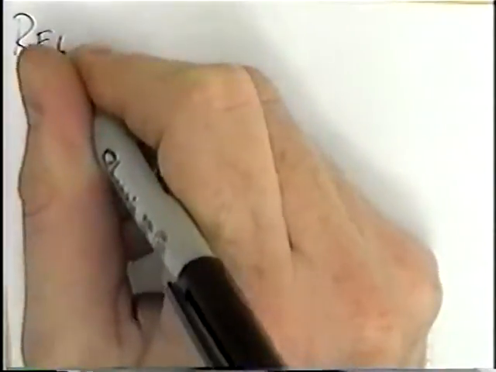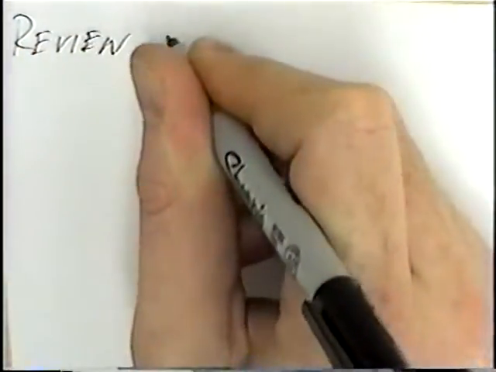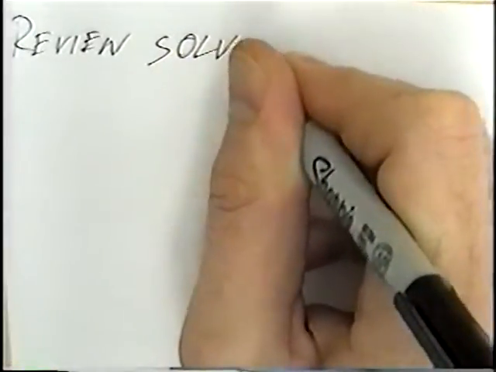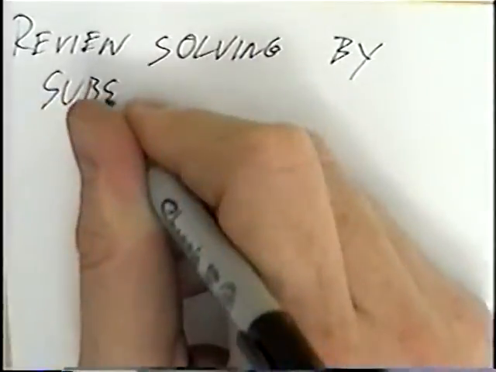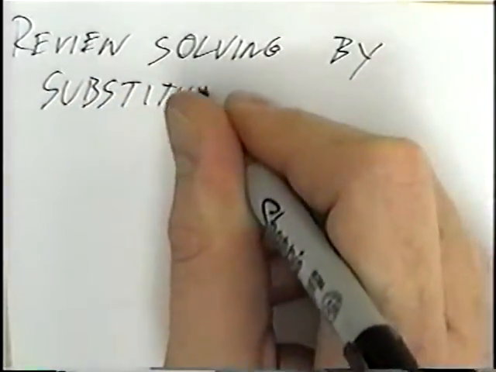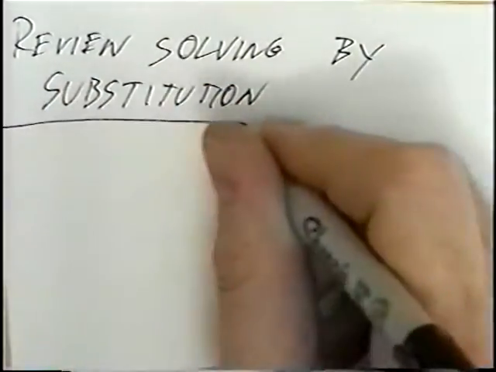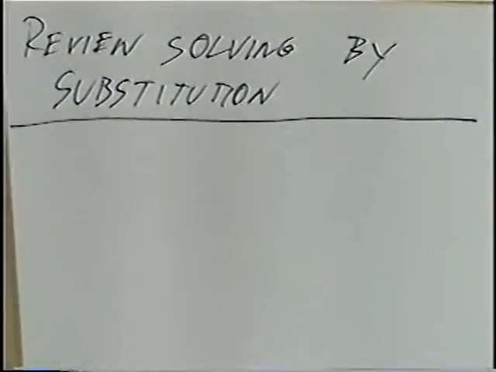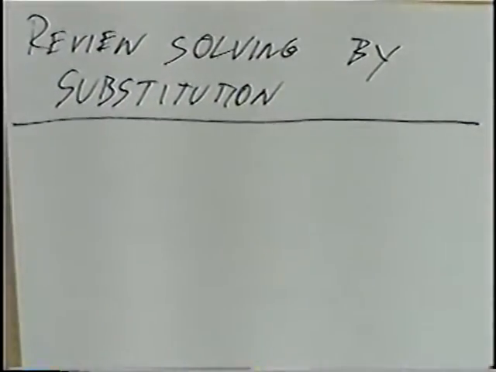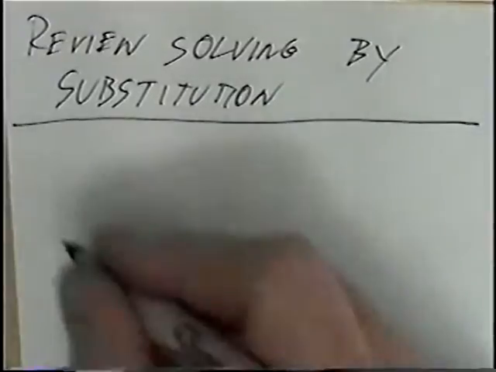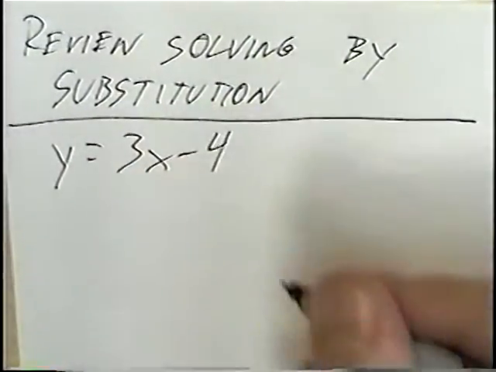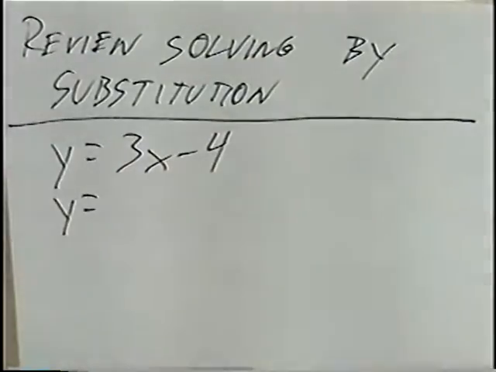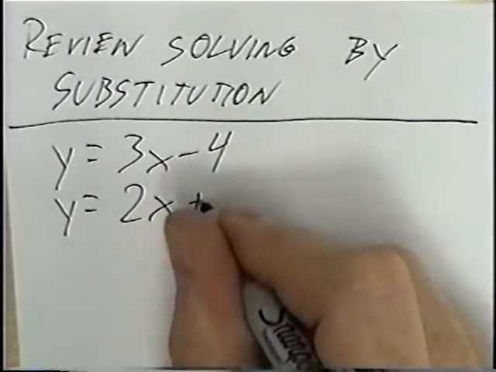Title of the first section today is Review, Solving by Substitution. In this section, we'll solve two equations and we'll use substitution to solve. First two equations, y equals 3x minus 4, and second equation, y equals 2x plus 2.